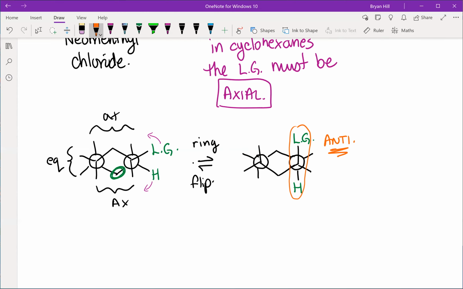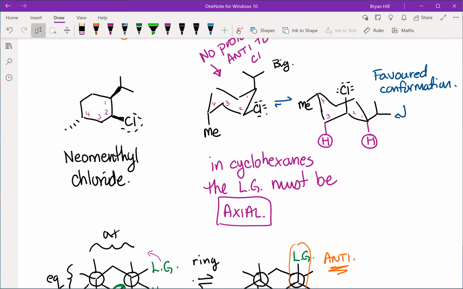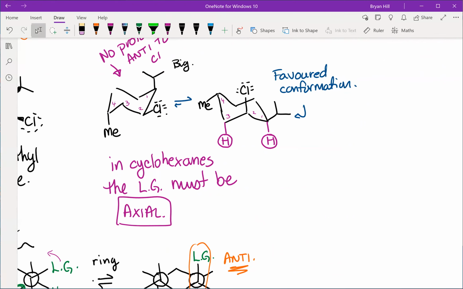So the key point on a cyclohexane ring is that the leaving group has to be axial. So the leaving group must be axial. So in this conformation we've got over here, there's actually two protons that can be eliminated. So your base can come along and grab this proton to eliminate that chlorine. Or your base could come along and grab this proton and eliminate your chlorine. And this is actually going to give us two completely different products. I'll draw the green product over here.